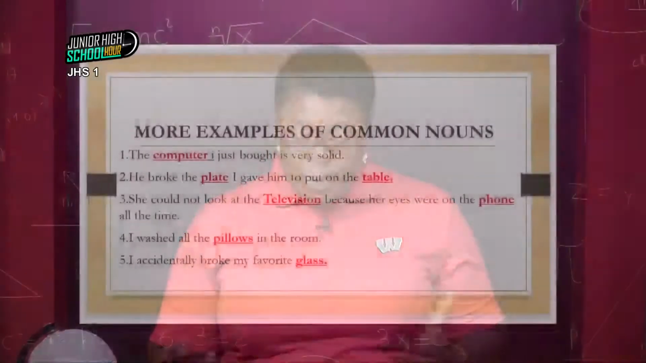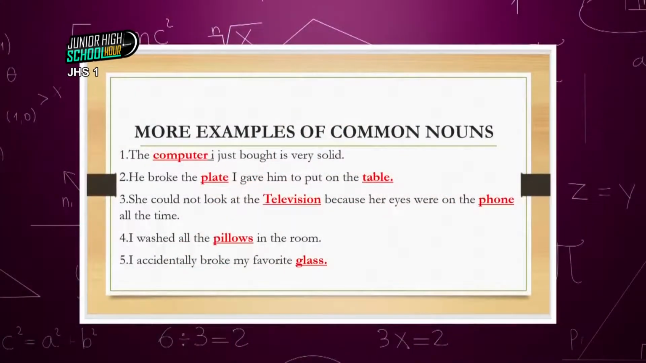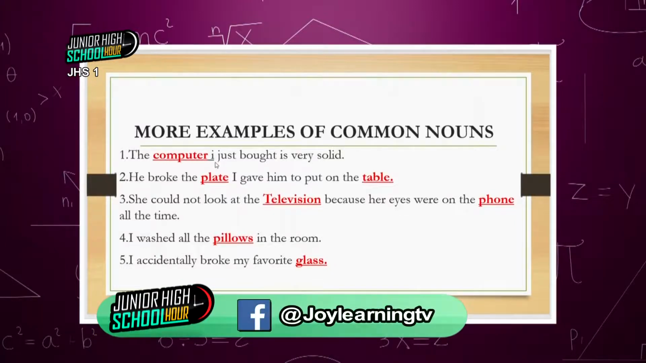More examples of common nouns in sentences. The first one, the computer. It means that we are using the computer, the computer being the common noun. The computer I just bought is very solid, meaning it's very good. It has no faults. It's on point. So we have computer underlined.